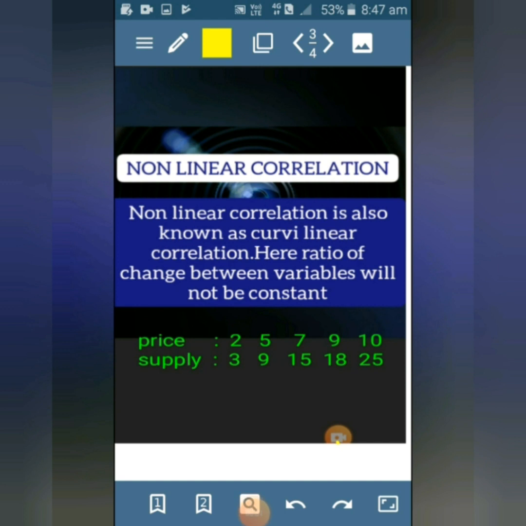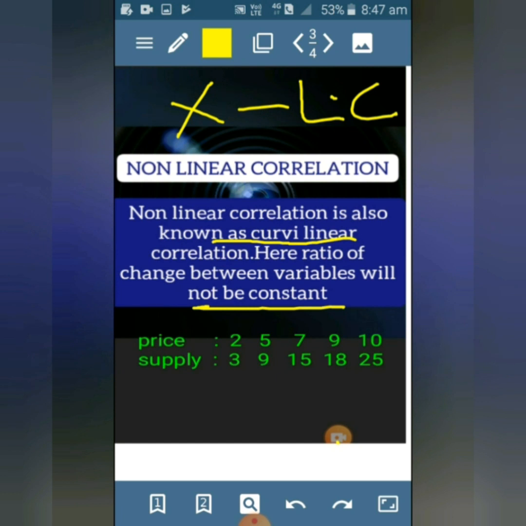Next one is nonlinear correlation. Nonlinear correlation is also known as curvilinear correlation. Here the ratio of change between variables will not be constant. It is the opposite of linear correlation. It means the changes in one variable will always result in different amounts of changes in the other variable.